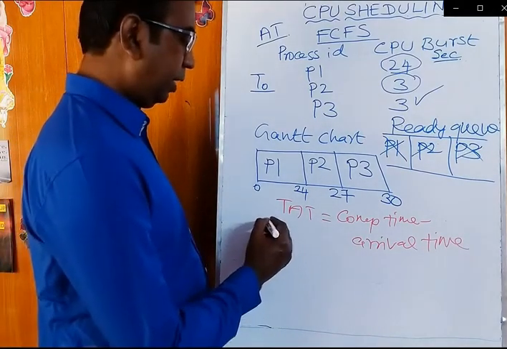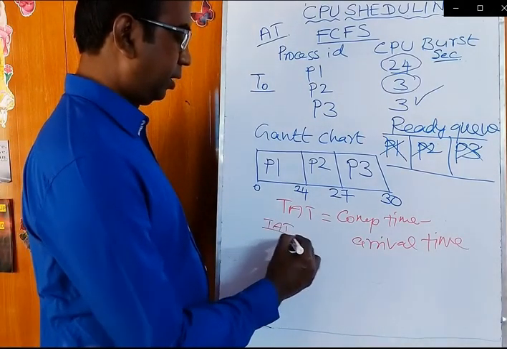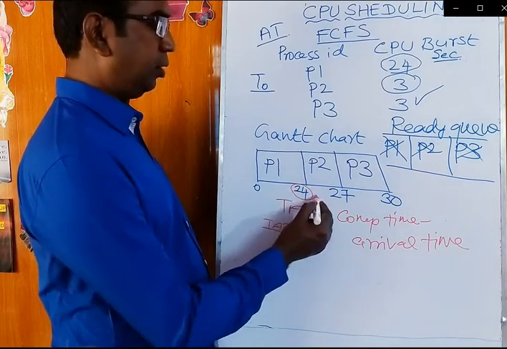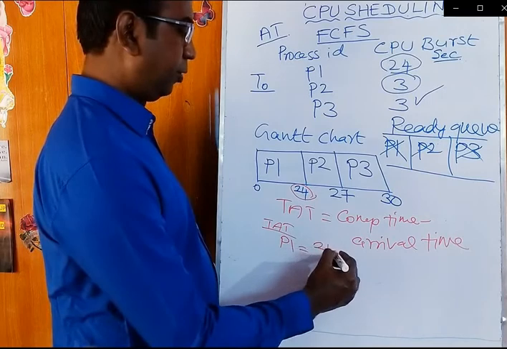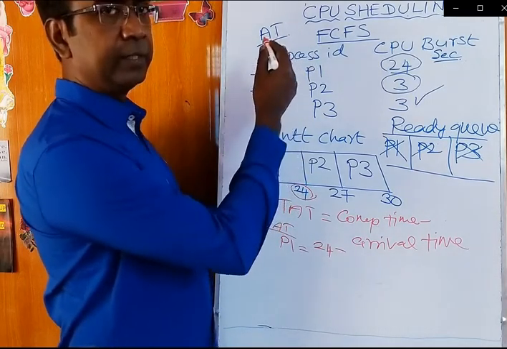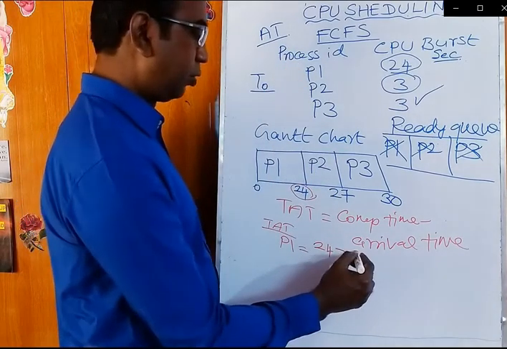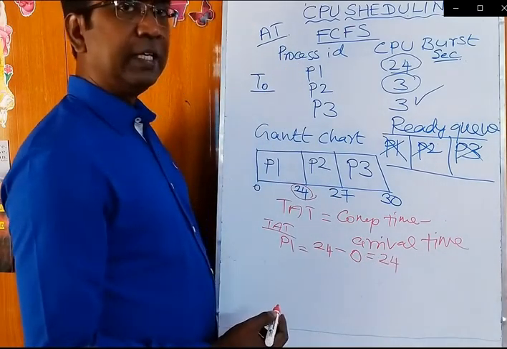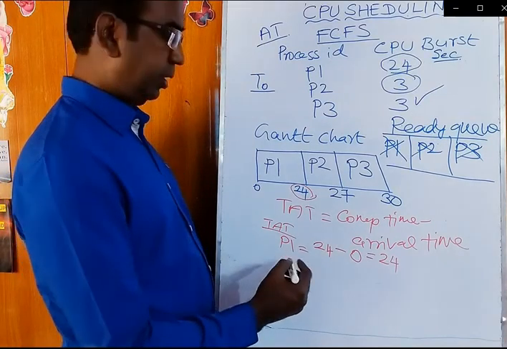Now, what is the turnaround time for process P1? For P1, the completion time is 24. 24 minus the arrival time; there is no arrival time given in this example. So 24 minus 0 equals 24. So the turnaround time for process P1 is 24.